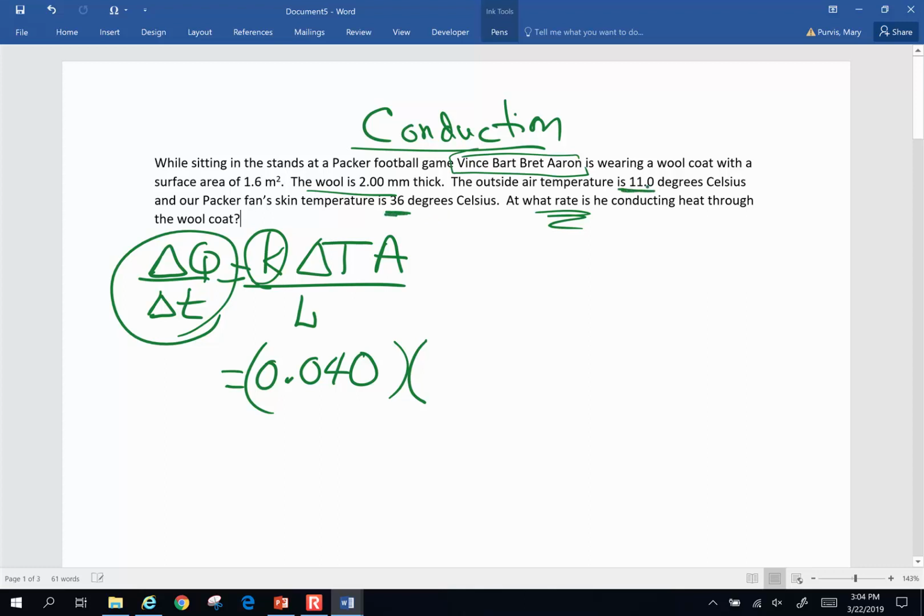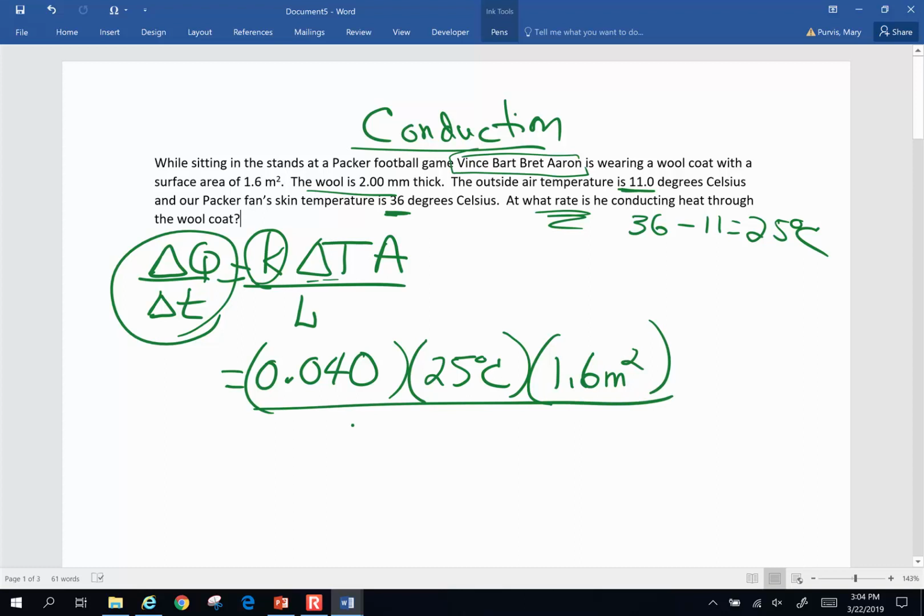On the outside, it's 11 degrees. 36 minus 11 degrees is 25 degrees Celsius. So the change in temperature is 25 degrees Celsius. The surface area of the coat is 1.6 meters squared. And the thickness of the coat is 2 millimeters. Well, that's 2 times 10 to the negative 3 meters.